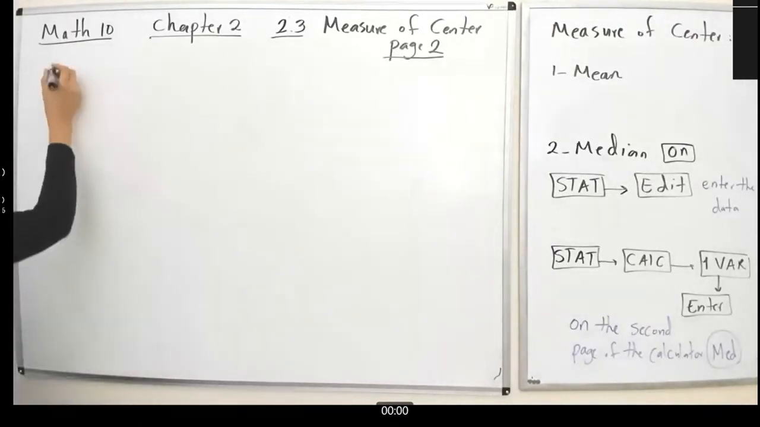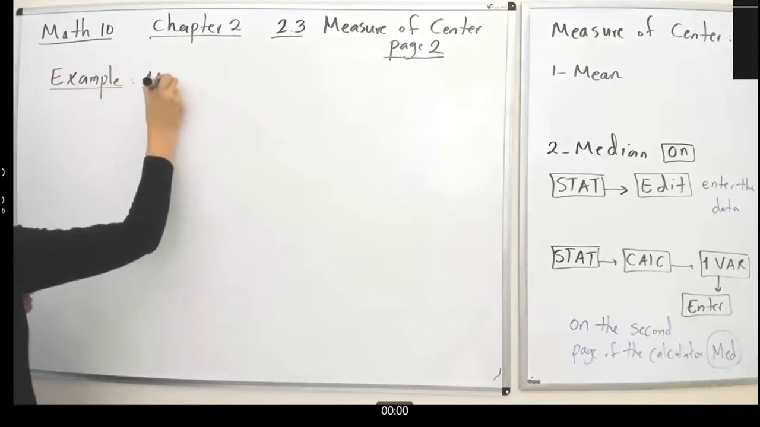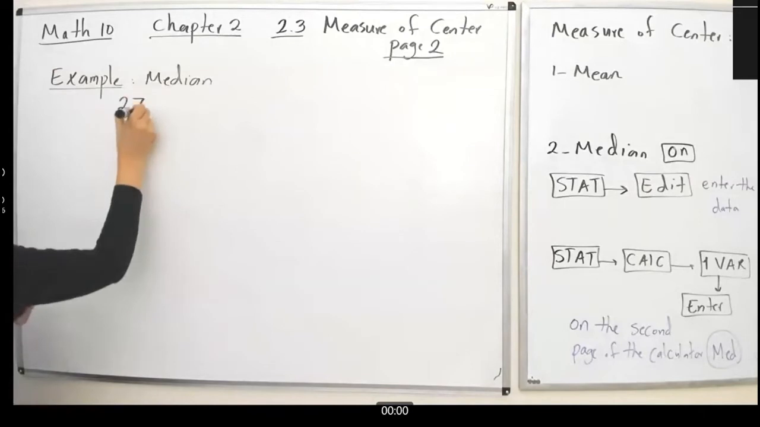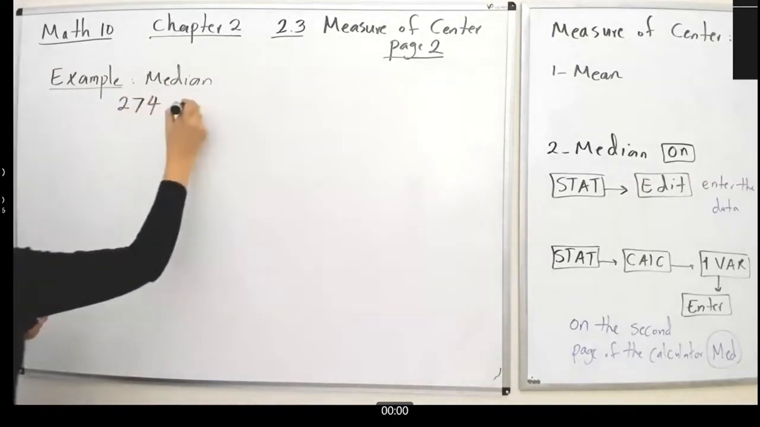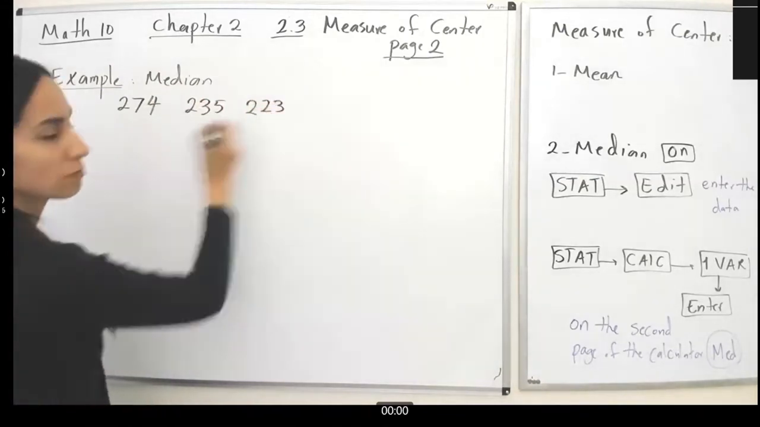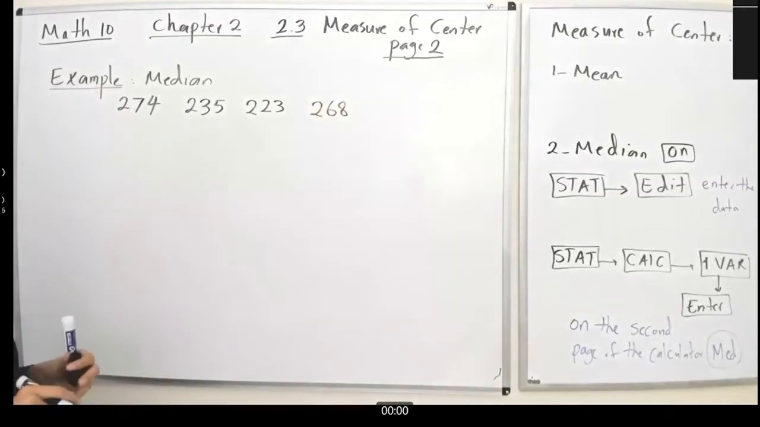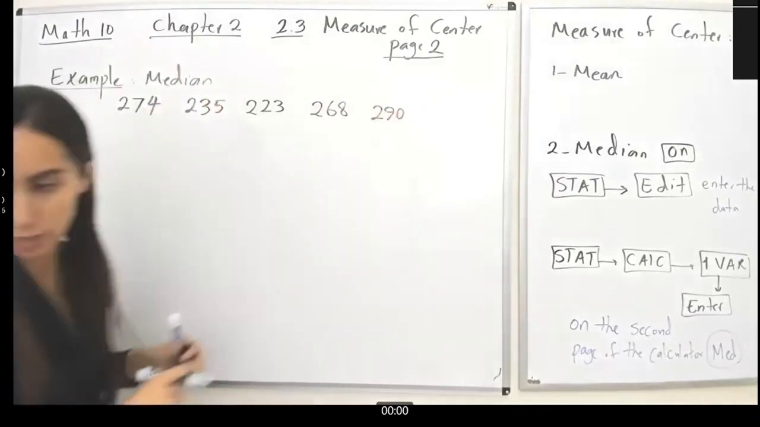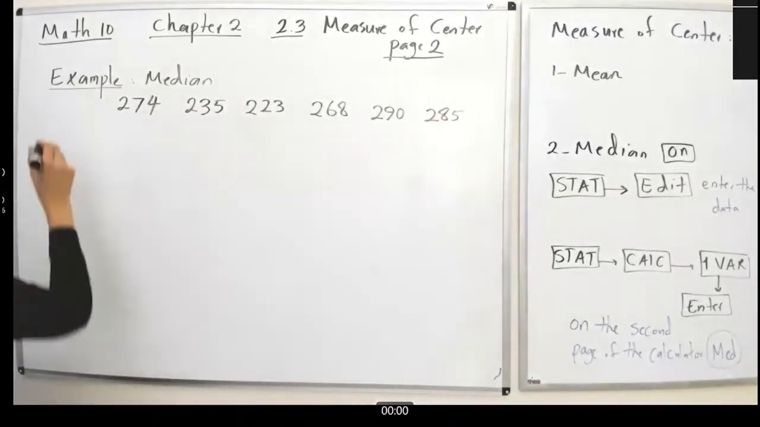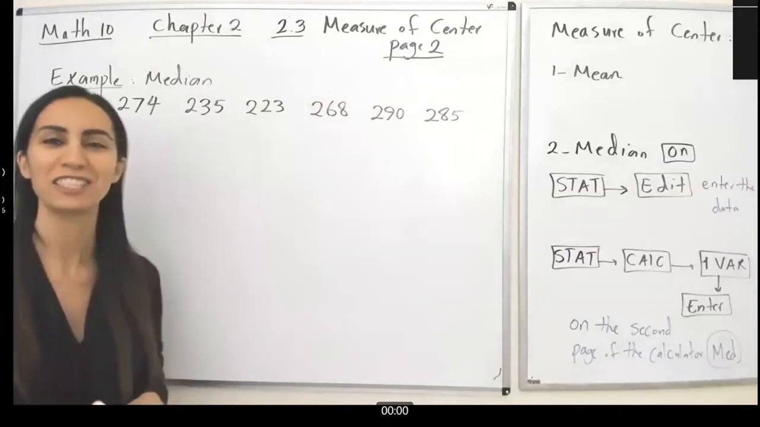So, example. The question says, find the median of the following: 274, 235, 223, 268, 290, we have two more digits, 285, and the next number is 235. We're going to find the median.